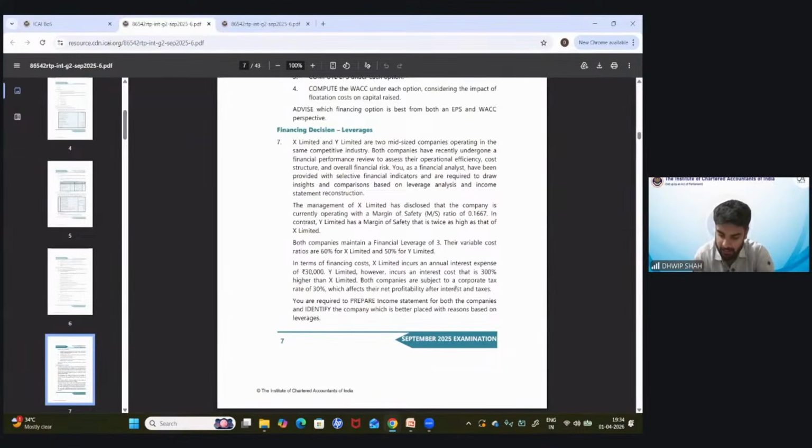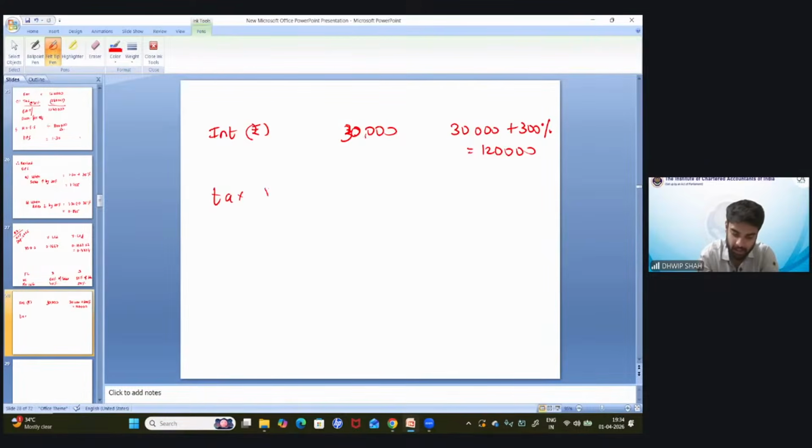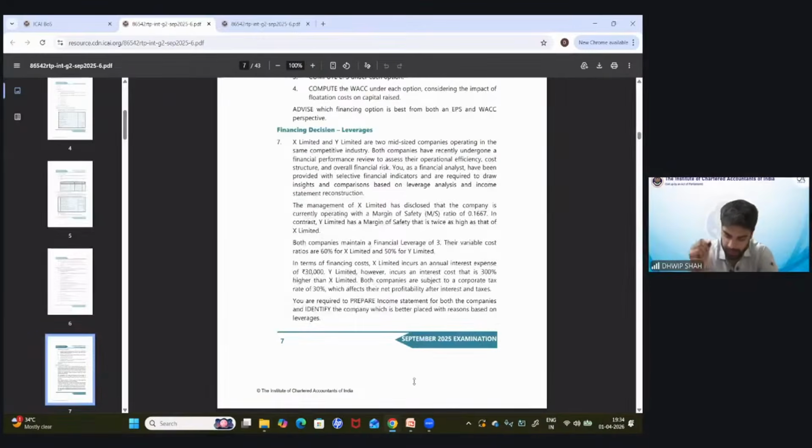Both the companies are subject to tax of 30%. So tax rate in both the case is 30%. Okay. Thank you for the information. You are required to prepare income statement for both the companies and identify the company which is better placed with reasons based on leverages. Means first आपको क्या बनाना है? Income statement बनाना है and see based on leverage कौन सी company is better position. मीन्स बेटर पोजीशन कहने से जिसमें लेवरेज कम होगा. लेवरेज कम मीन्स रिस्क कम, that company would be better placed based on leverage.